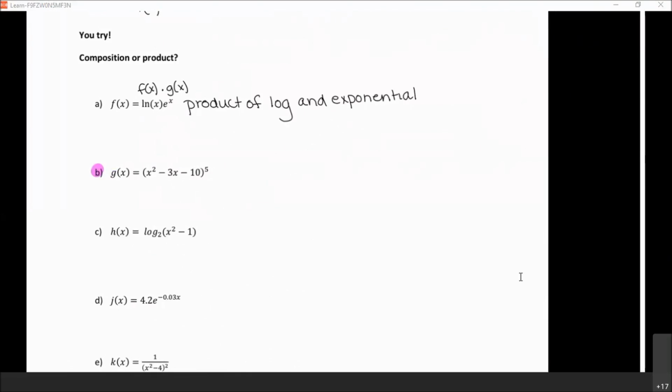What do you think? If you think it's a composition, try to think about what it's a composition of. What's the inside function? What's the outside function? Take a minute. I'm getting a bunch of compositions. Anybody else? Good.